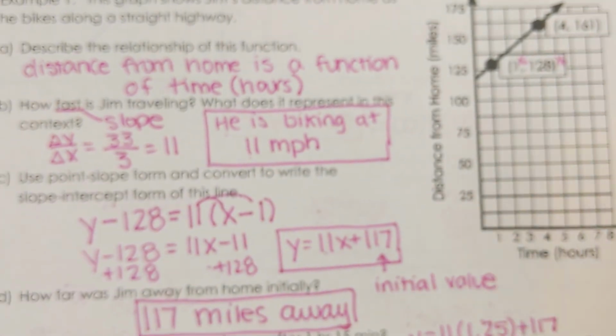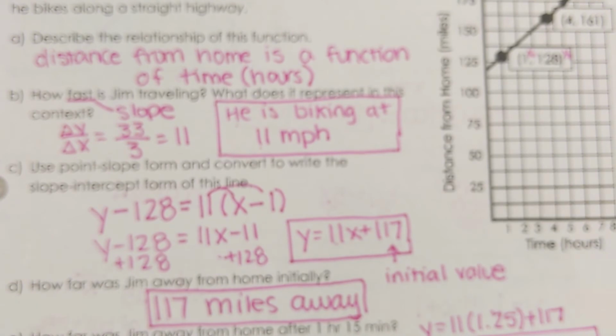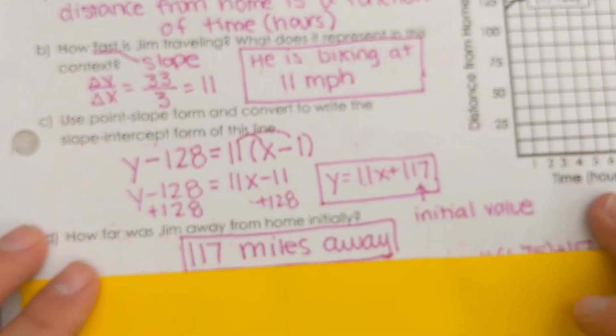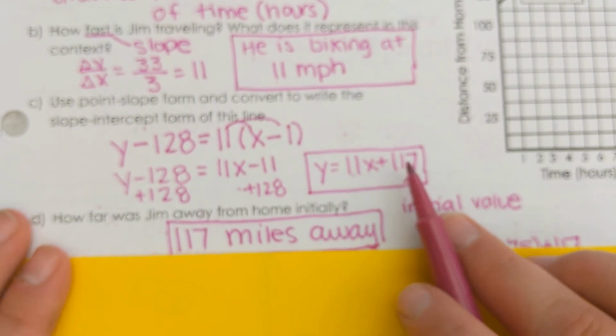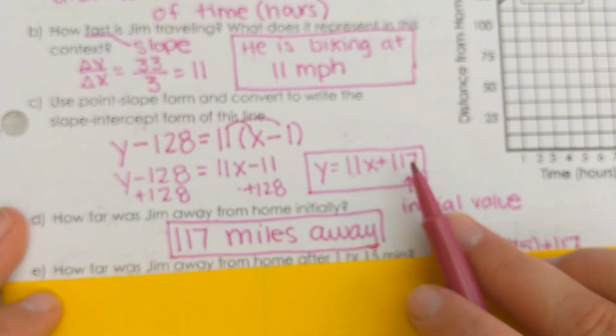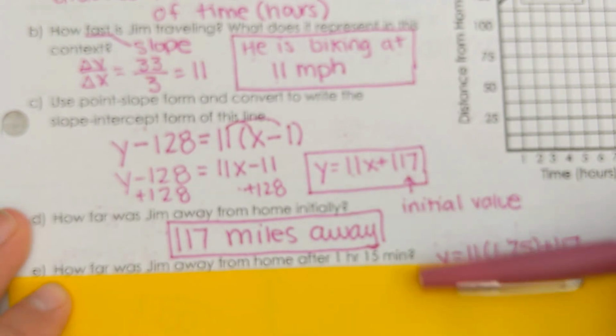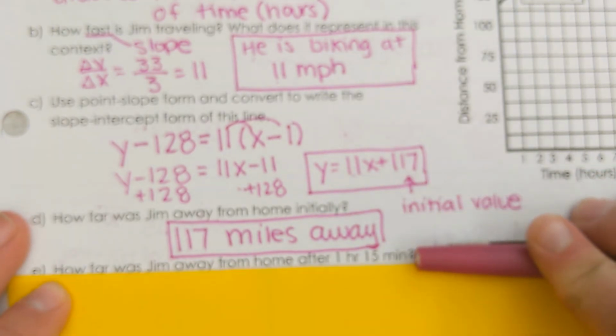Okay, so when it asks us how far away from home Jim was initially, we're going to say 117 because that's what this means. It means he started 117 miles away. Okay, then it wants to know how far Jim was after 1 hour and 15 minutes.